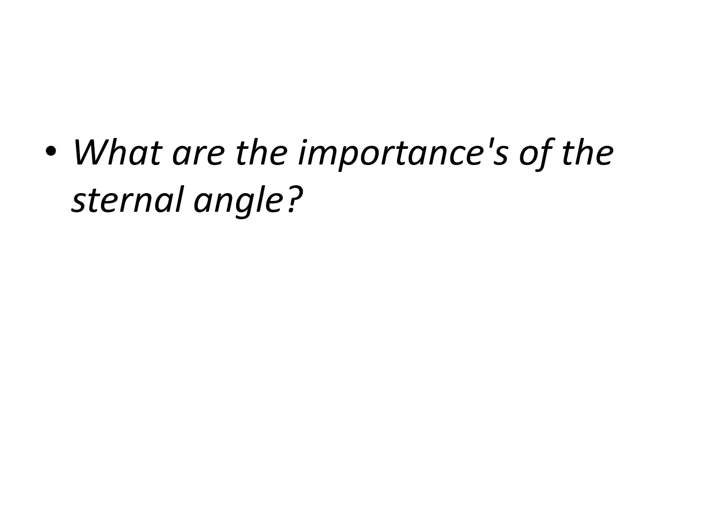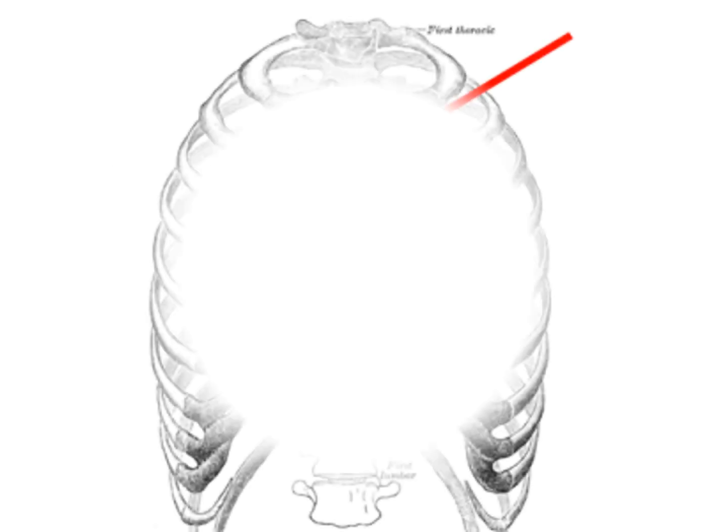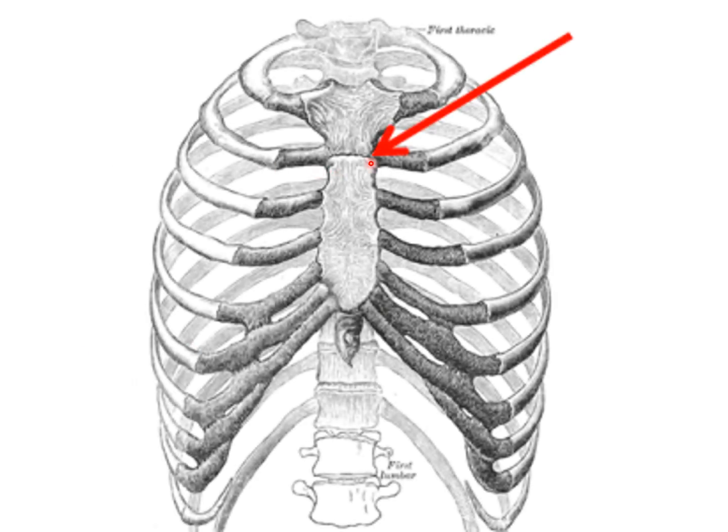What are the importances of the sternal angle? It has many important events which occur behind it. We can use it to count ribs. Behind it we have the arch of the aorta, the azygos vein joining, the branching of the trachea, division of the thoracic cavity into superior mediastinum, inferior mediastinum, and so on. So we have a lot of things which occur at this sternal angle.